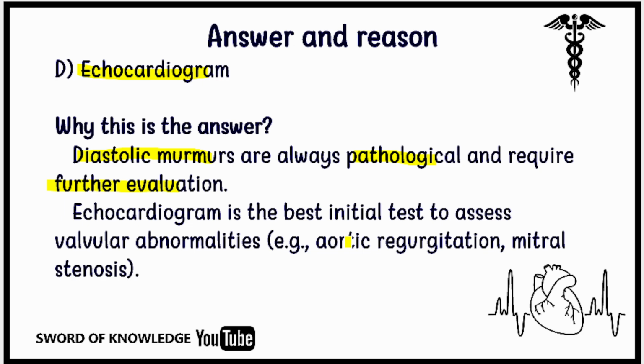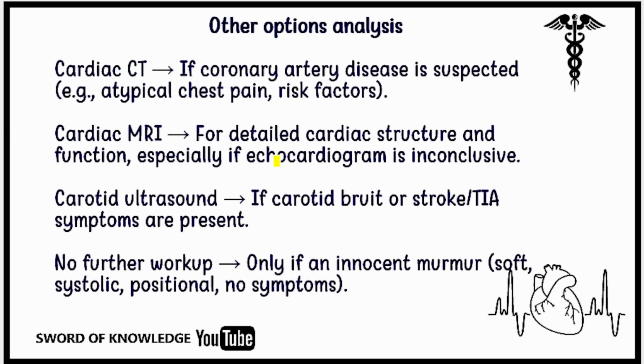Echocardiography is the best initial test to assess valvular abnormalities. This test will tell us what kind of abnormality this patient is having, either it is aortic regurgitation or mitral stenosis. And further, we discuss why the other options are not correct.